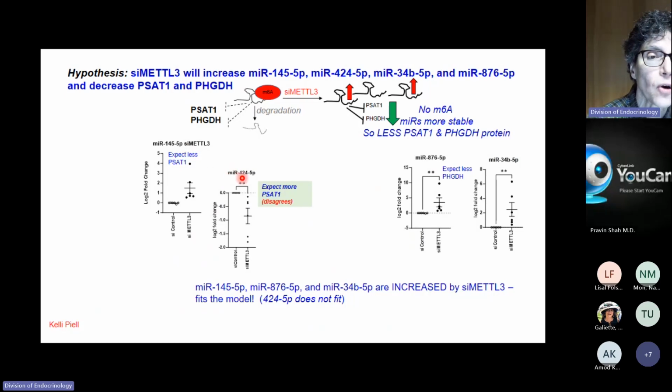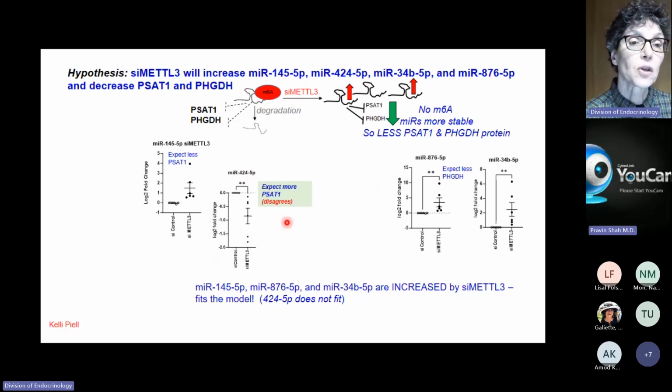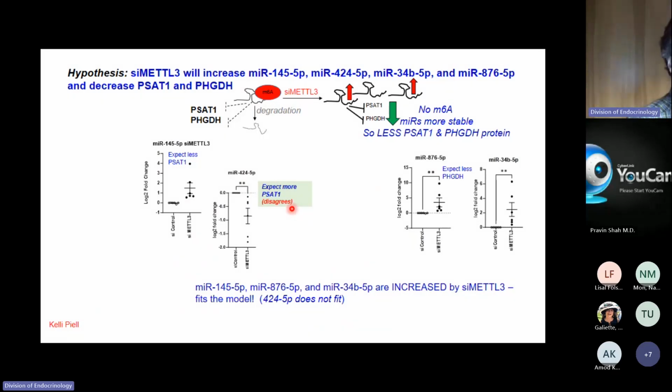Now, miR-424 also targets PSAT1, but it was not increased. In fact, it was decreased with Si-METTL3. So here we'd expect more PSAT1. So this disagrees with my hypothesis.